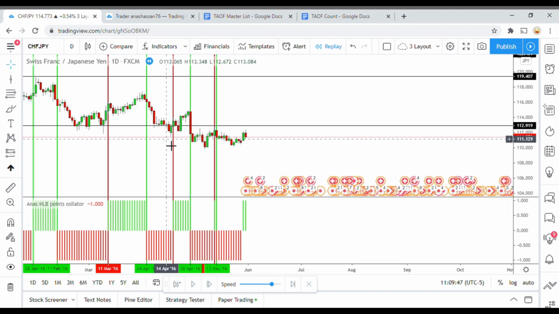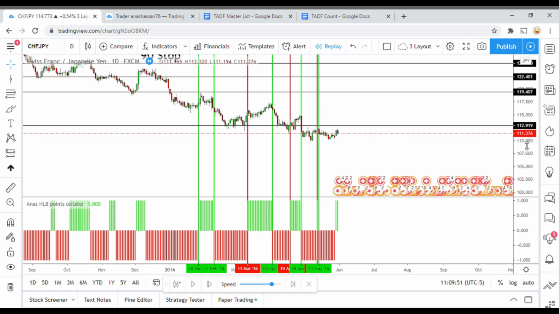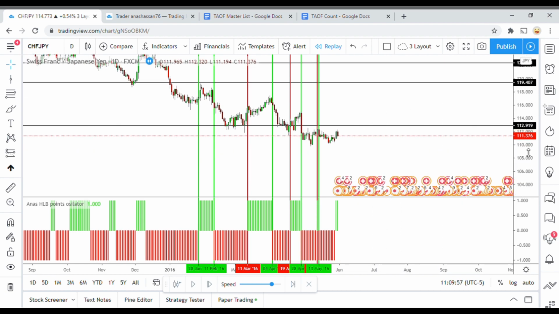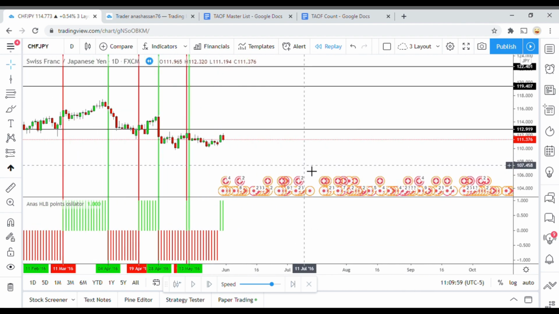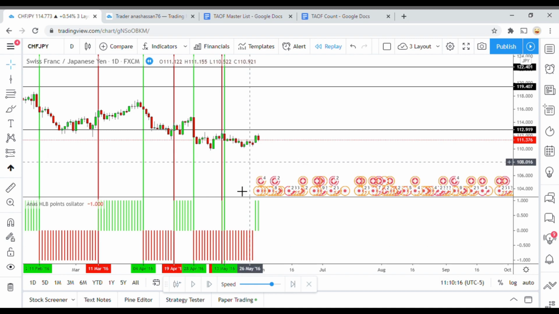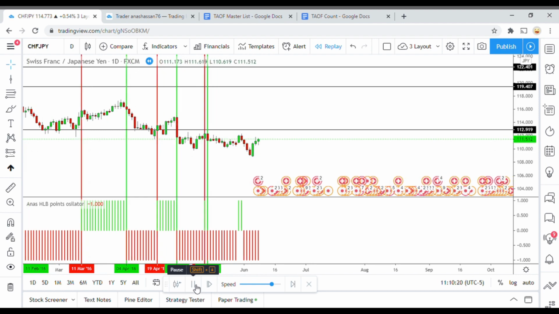Really looks like they're accumulating right here, picking up orders, attempting to push it up and higher. There's been a lot of movement to the downside. Lots and lots and lots, down, down, down. And so it's definitely got to be a relief point coming up. So let's go ahead and play it forward. Again, we got our long signal right there.